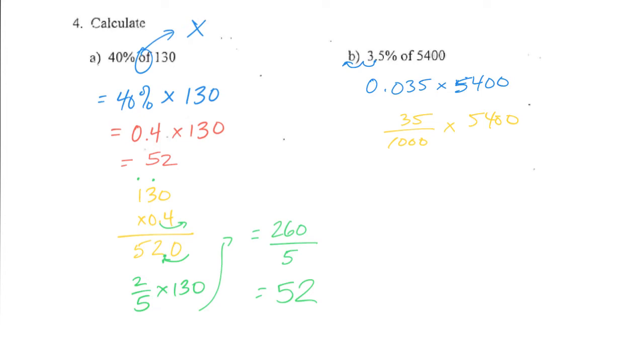I'm going to divide my top and bottom both by 100 and wipe out those two zeros. Well, now I look at it and I say, I have a 35 times a 54 all over 10. I could divide a 2 out of my 54 and divide a 2 out of my 10. And then I could divide a 5 out of my 5 and a 5 out of my 35. And so for me to calculate that, really all I need to calculate is what is 7 times 27.